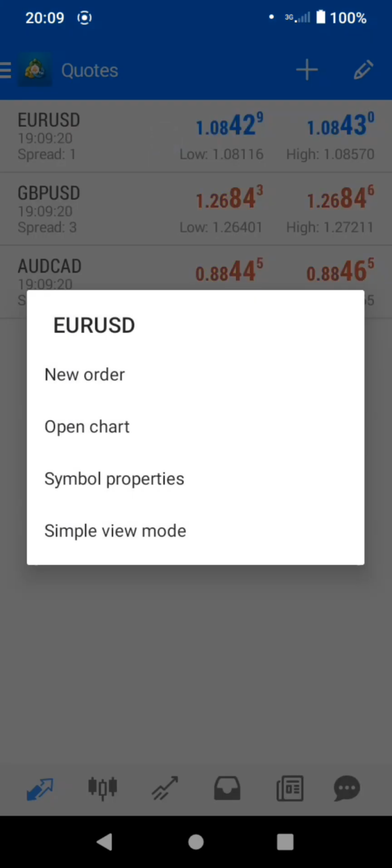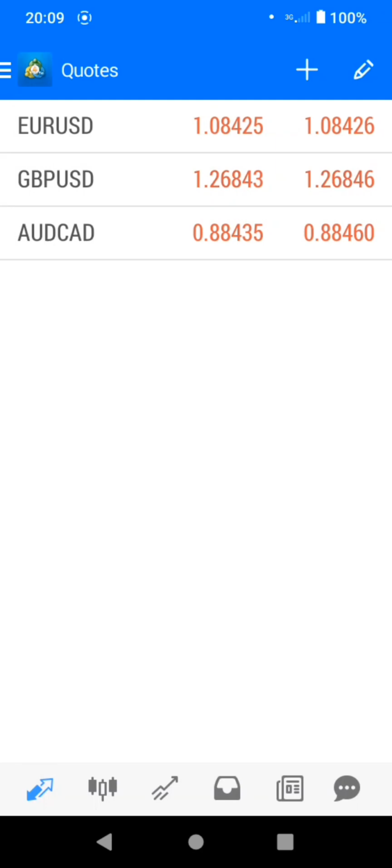Now when you press this, just hold any currency pair, just tap, and you are going to see this particular section. You have the new order, open chart, symbol, properties, and simple mode. Now if we press simple mode, you are not going to see the high and the low, and even the display. This is very simple. All right, a simple mode.